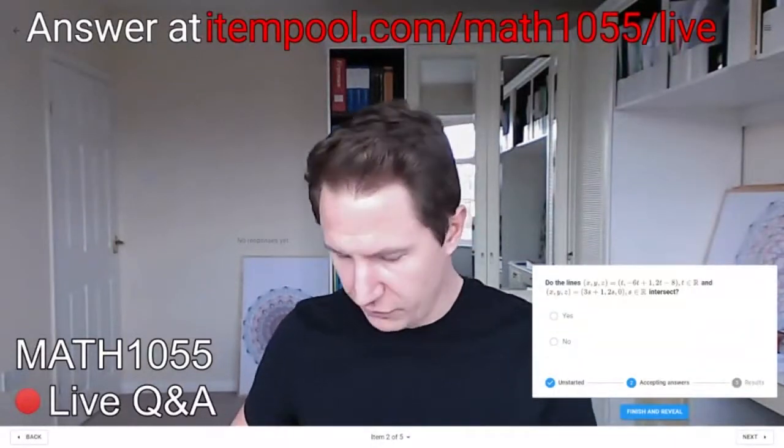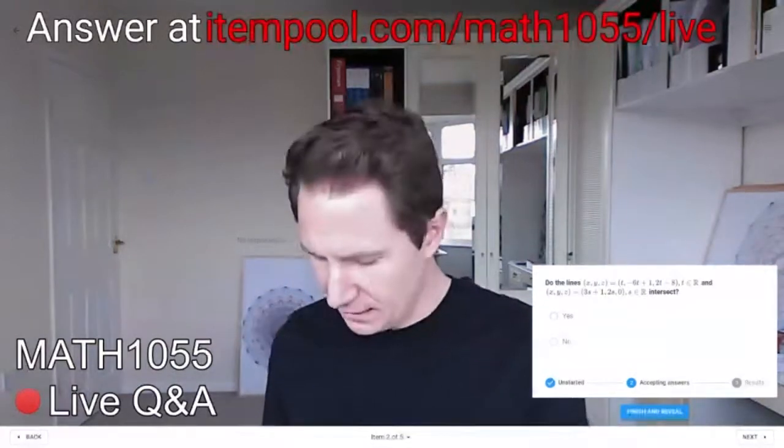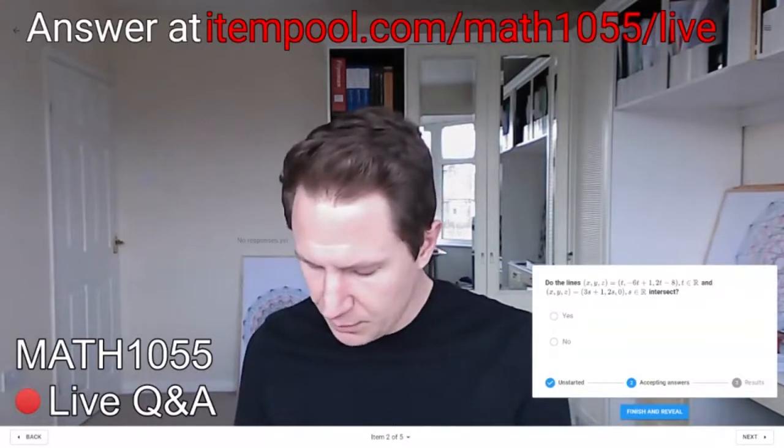which asks you if these two lines intersect. So do the lines given by these equations, x, y, z equals t, minus 6t plus 1, 2t minus 8, where t runs through the real numbers, and this other line with coordinates x, y, z equals 3s plus 1, 2s, and 0, intersect? Is the question. It's just a yes or no question.